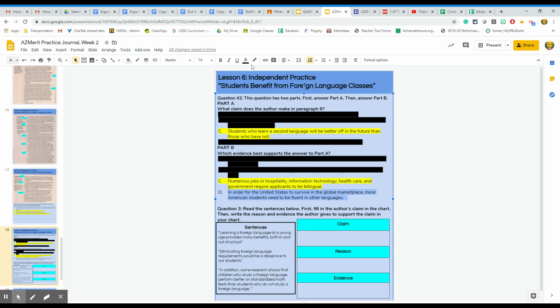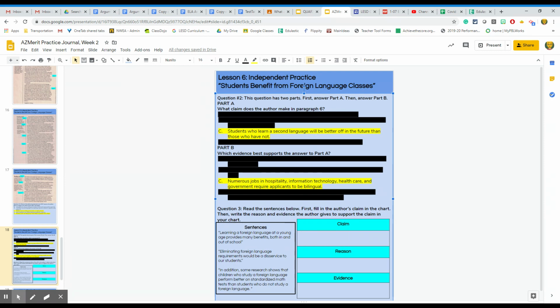Okay. Question 3. Read the sentences below. First, fill in the author's claim in the chart. Then write the reason and evidence the author gives to support the claim in your chart. We have our, in order, claim, reason, evidence. The claim is the main point the author is trying to make. The reason is the opinion that supports their claim, and the evidence are all the little facts, statistics, examples to support the reason.